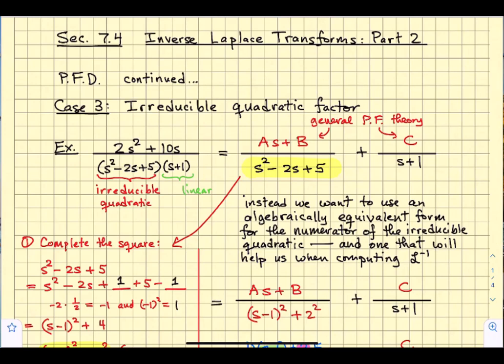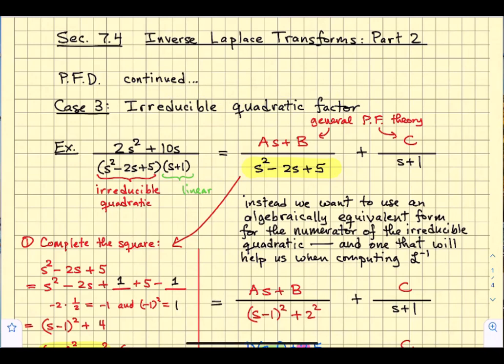Section 7.4, Inverse Laplace Transforms, Part 2. So in this section, we just continue our partial fraction decomposition from last time. This time we're looking at case 3, which is the case where we have irreducible quadratic factors in the denominator.